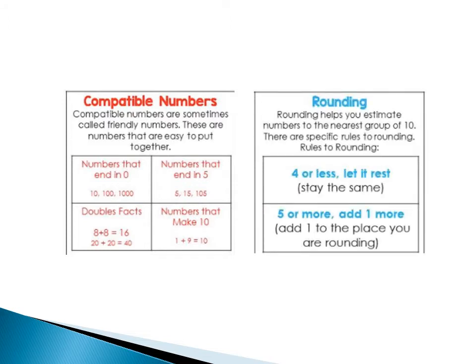What is rounding? Rounding helps you estimate numbers to the nearest group of 10. There are specific rules to rounding. Rules to rounding: 4 or less, let it rest, stay the same. 5 or more, add 1 more. Add 1 to the place you are rounding.